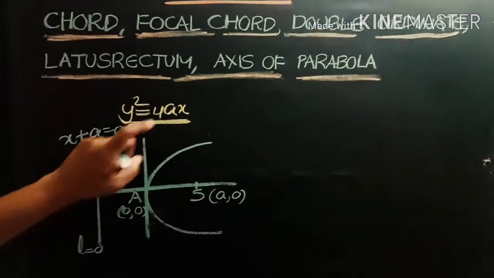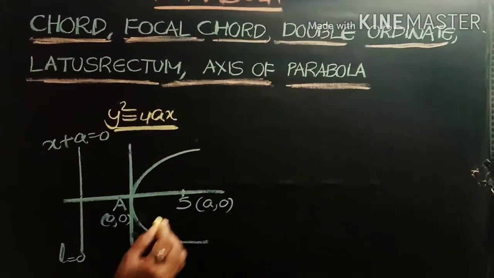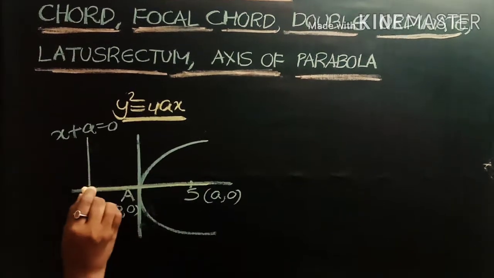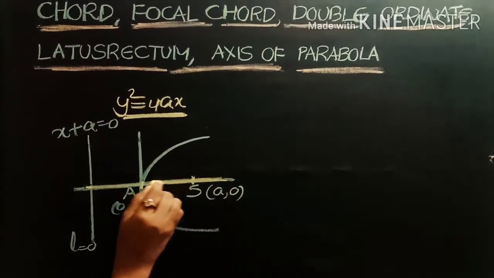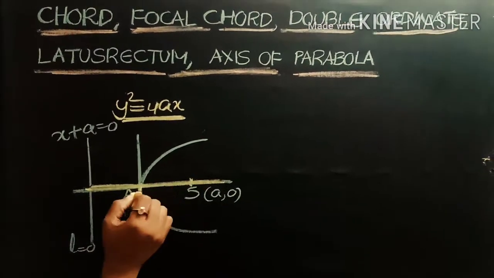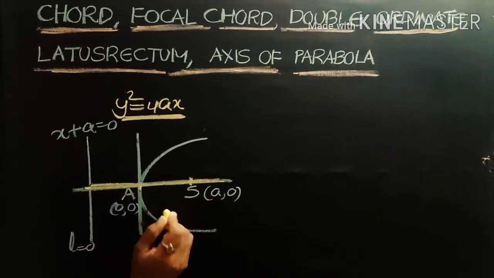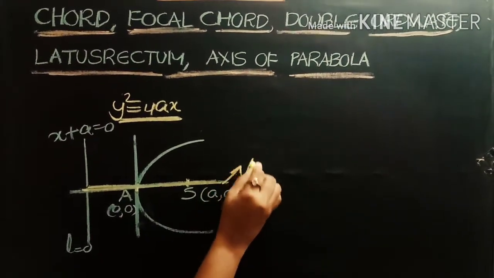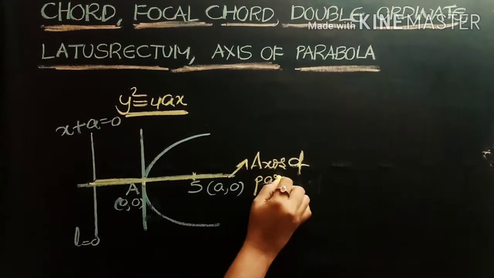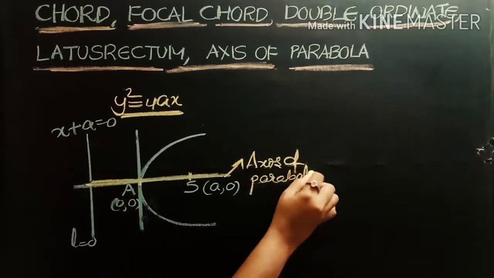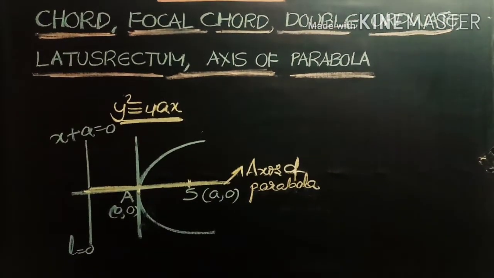And here, the axis of the parabola. Axis of the parabola means the line which passes through the points A and S. The line which passes through the vertex and focus of the parabola is called the axis of the parabola. This is the axis of the parabola.